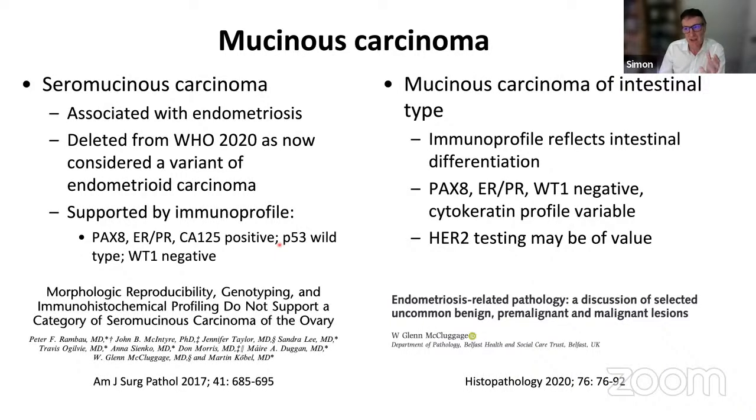And this is analogous to the thinking in the endometrium, where endometrioid carcinomas with extensive mucinous differentiation are now considered variants of endometrioid carcinoma. That's supported by the immunoprofile, which is often very helpful in distinguishing them from the intestinal type tumors. The intestinal type tumors are quite different. They are negative for the typical gynecological tumour markers. And HER2 testing may be of value, which I'll come on to in a second.